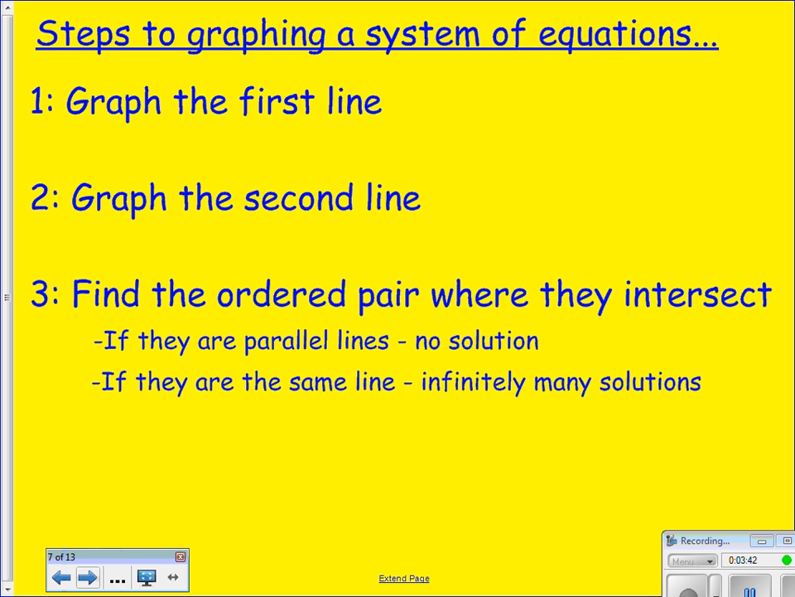So here are our steps when we're graphing systems of equations. The first step is just to graph the first line. The second step is to graph the second line. And then the next thing to do is just to find out the ordered pair where they're going to intersect. If they're parallel, then you have no solution. If they're the same line, then you have infinitely many solutions. If they cross once, you have one solution.